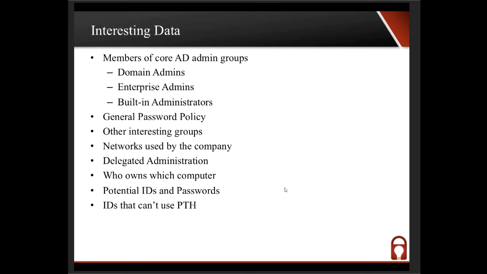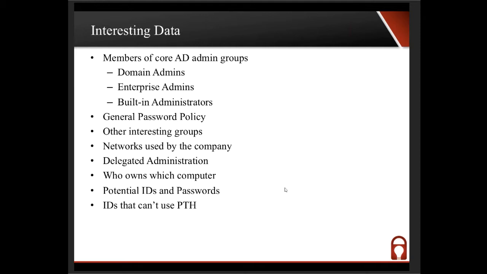So, interesting data. What data do we want to find within Active Directory? Once again, I covered that we want to find out who already has admin rights to AD, and there are three core groups that have that: domain admins, enterprise admins, and built-in admins. Domain admin sounds exactly like it is. It's someone who has admin rights to everything within that specific domain. Enterprise admins are domain admins in pretty much every domain within a forest.